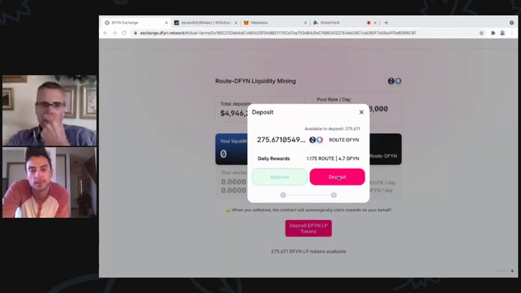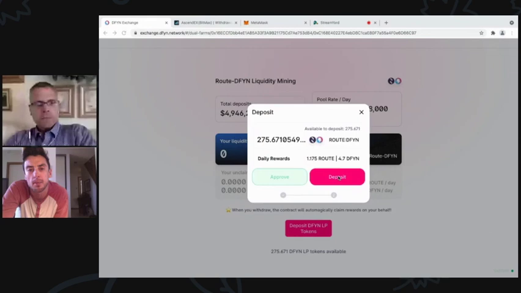So it says daily rewards 1.175 root, 4.7 DFYN. Is that you're earning 1.175 per one root that you put up? Yes. So I put in about $3,000 total, and that's what I'm getting. So we're getting roughly 5 DFYN at $3, so that's about 15 bucks. And then one root, which is, I think, 7 bucks. So you're getting about $25 a day.